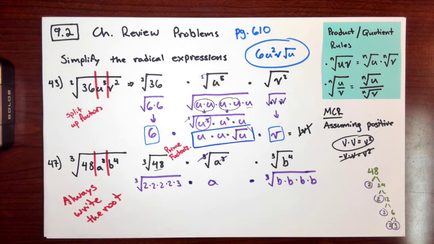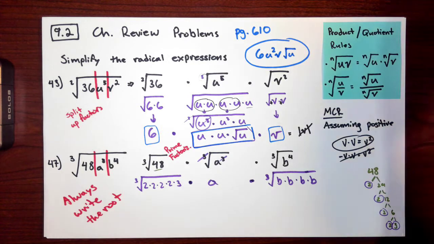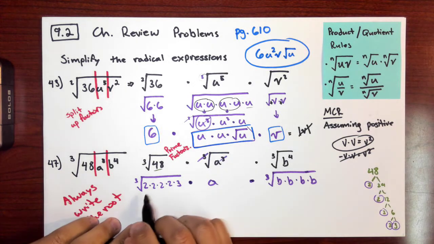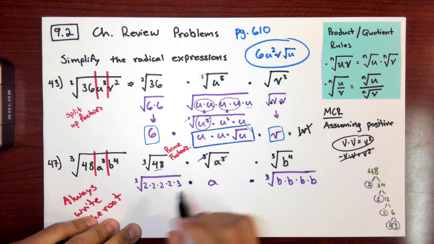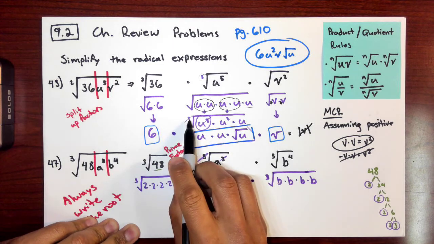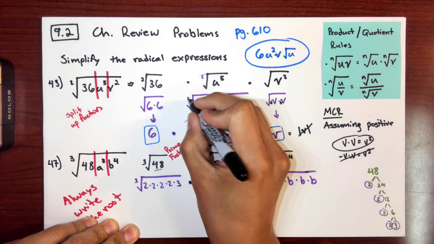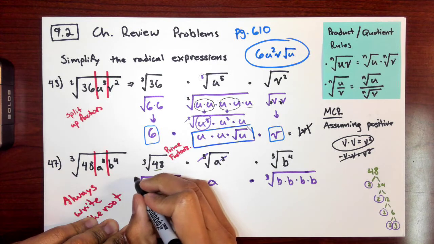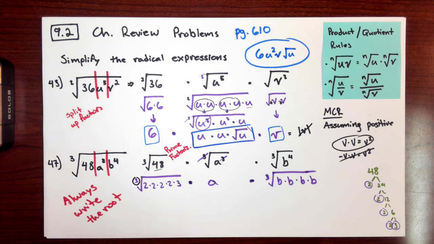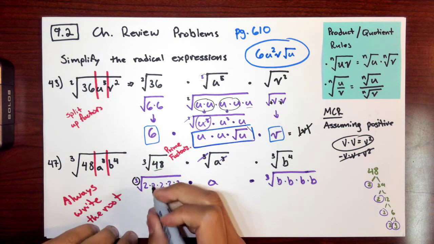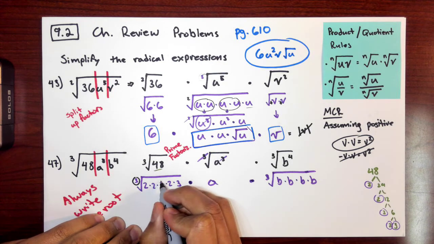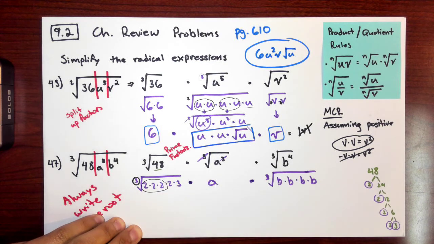We have, let me get the marker. We have 2 times 2 times 2 times 2. Same exact thing that we did up here. We found groups of 2 up here, right? Here we have groups of 3, so it's a little bit different. Okay, we're going to get the groups of 3. So we're going to find groups of 3. Here we have one group of 3, and that's the only group of 3 that we have.